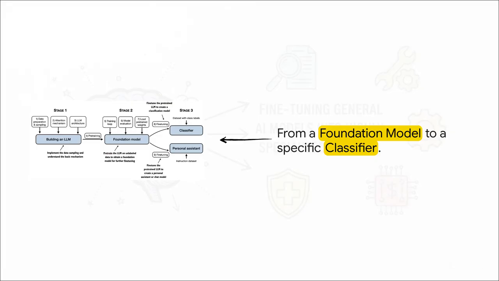If you look at the physical architecture of a large language model as it evolves, you'll notice a massive divergence happens. We are taking that huge, pre-trained foundation model and completely splitting its evolutionary path.